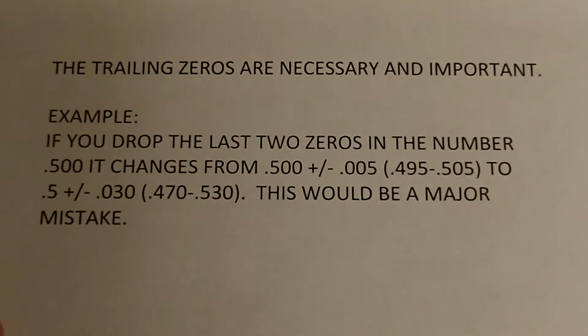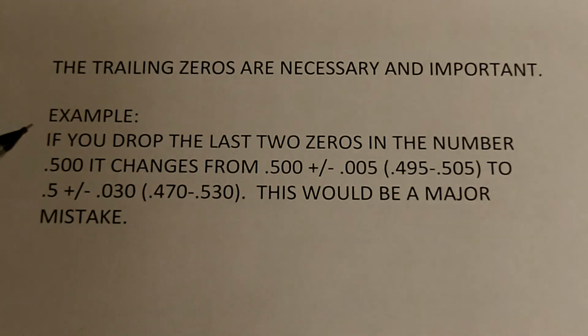The bulk of Common Core math teachers will tell you that trailing zeros are unimportant. They're unnecessary. In other words, any zero farthest to the right can be eliminated. Well, for us, it doesn't work that way because of our tolerances.